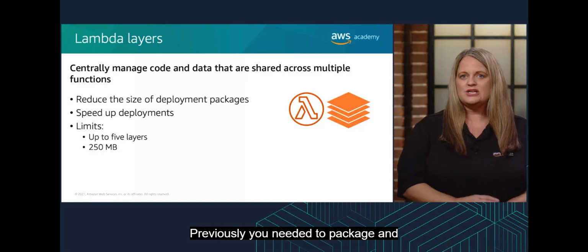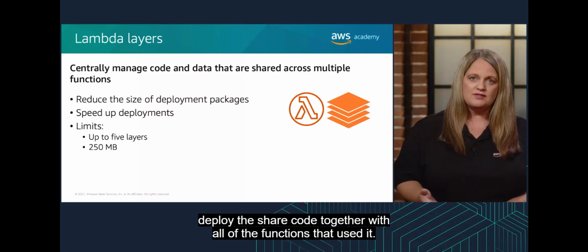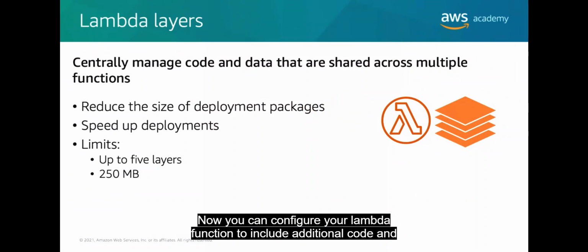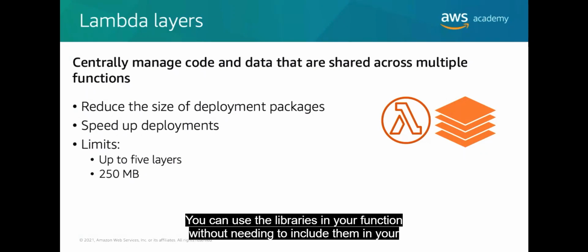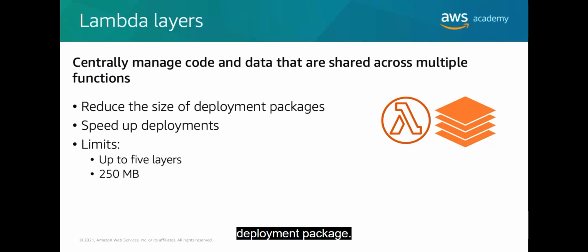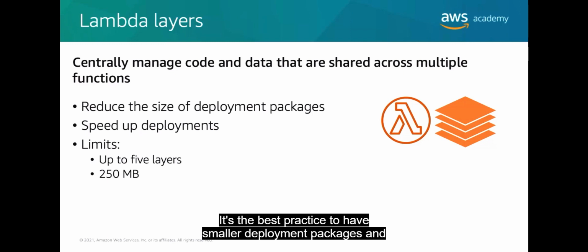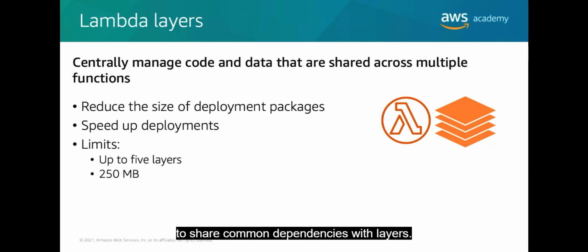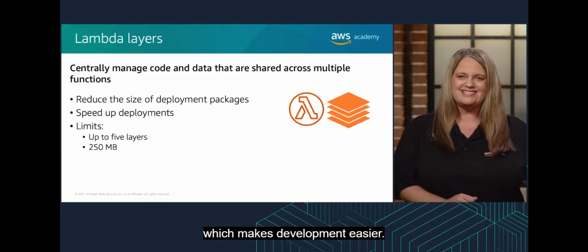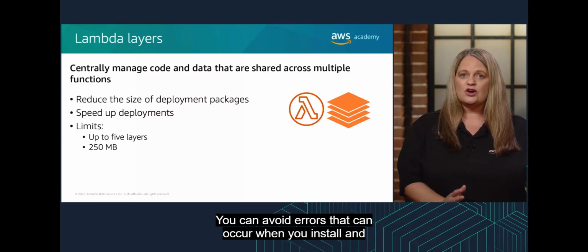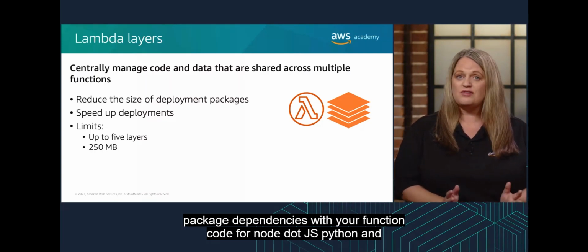Previously, you needed to package and deploy the shared code together with all of the functions that used it. Now you can configure your Lambda function to include additional code and content as layers. A layer is a .zip archive that contains libraries, a custom runtime, or other dependencies. With layers, you can use libraries in your function without needing to include them in your deployment package. It's a best practice to have smaller deployment packages and to share common dependencies with layers. You can use layers to keep your deployment package small, which makes development easier. You can avoid errors that can occur when you install and package dependencies with your function code.